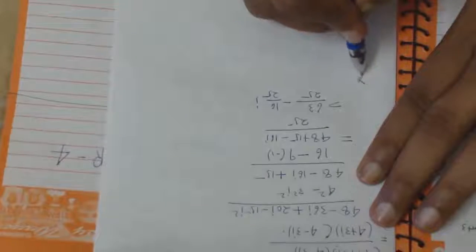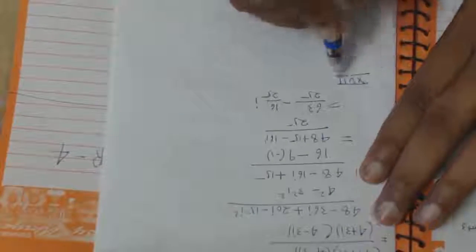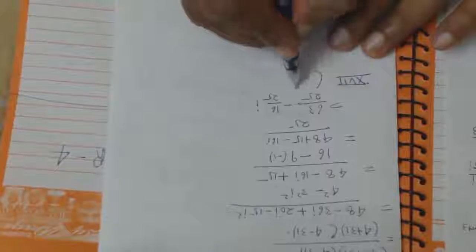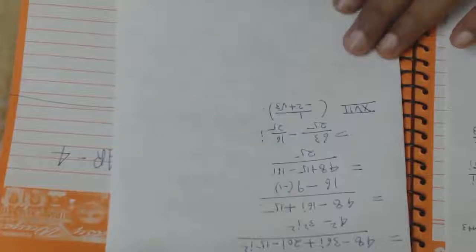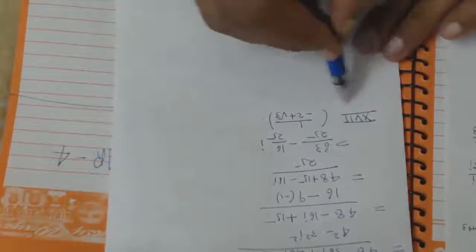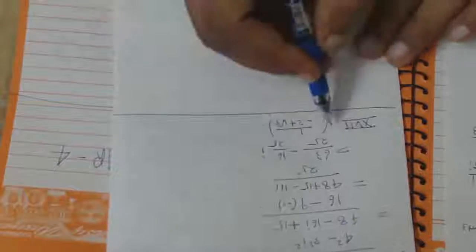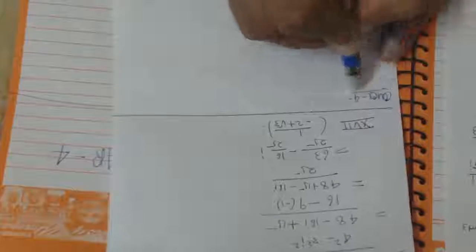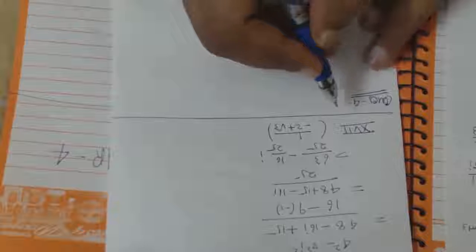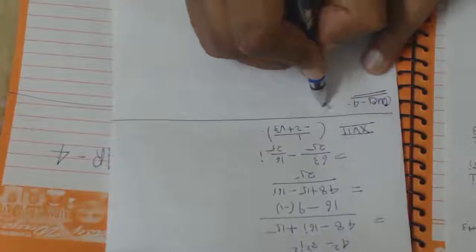Okay, try this: 1 over minus 2 plus root 3. So after completing this, I'm taking question number 4. We have to find out x and y.